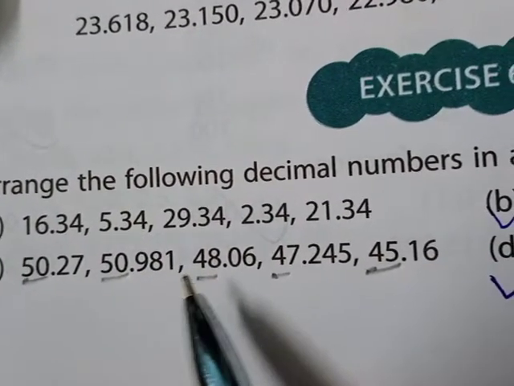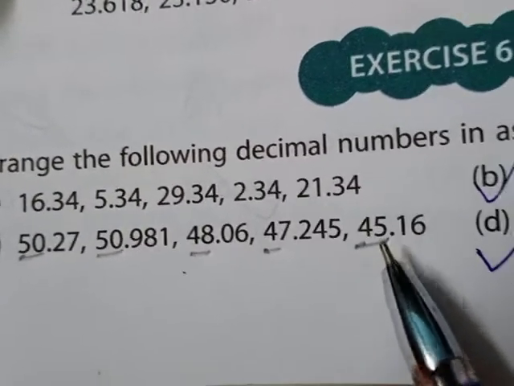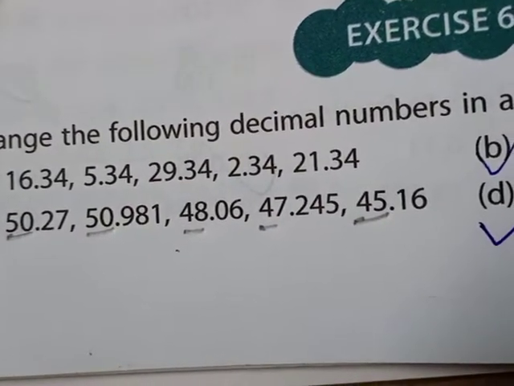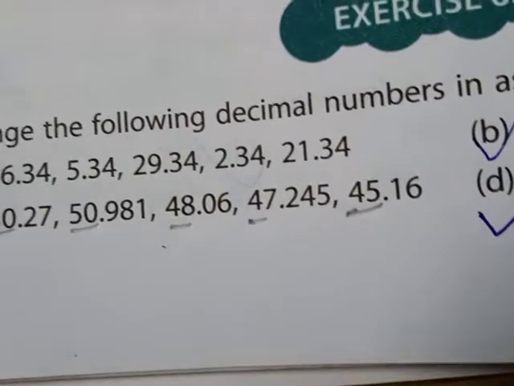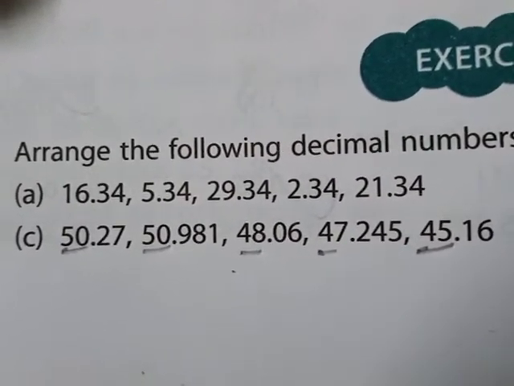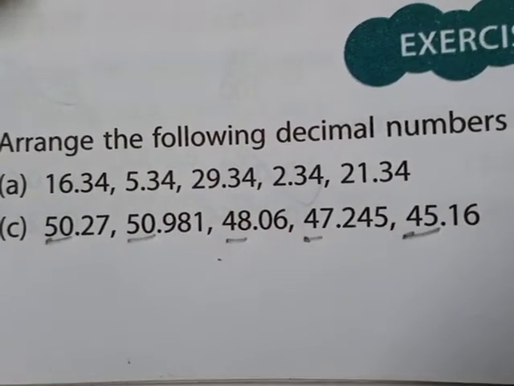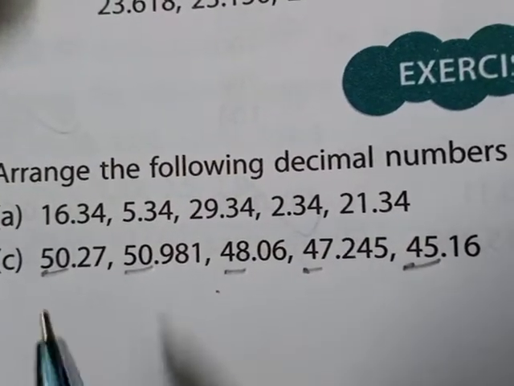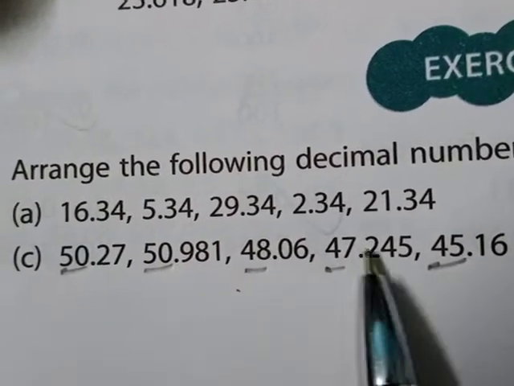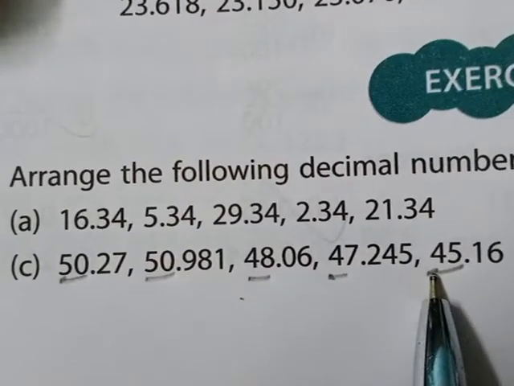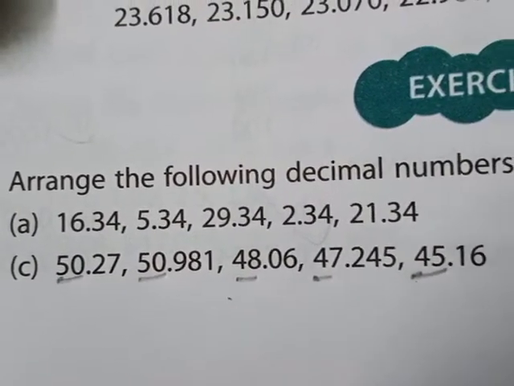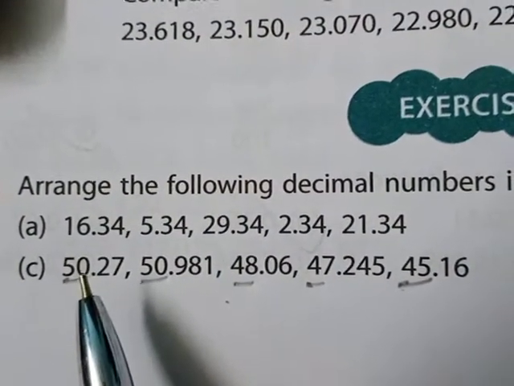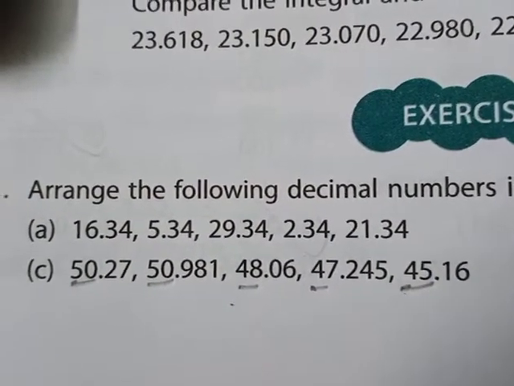Which one will be smaller among the integral parts? 45 will be smaller, right? So your first smallest number will be 45.16. Okay. After 45, what do we have? 47.245. Once again, I'll repeat this: when all your integral parts are different, that time no need to see the decimal parts. Just ignore the decimal part when you can understand with the integral part itself.